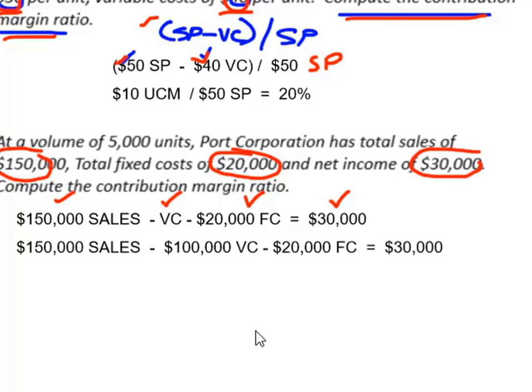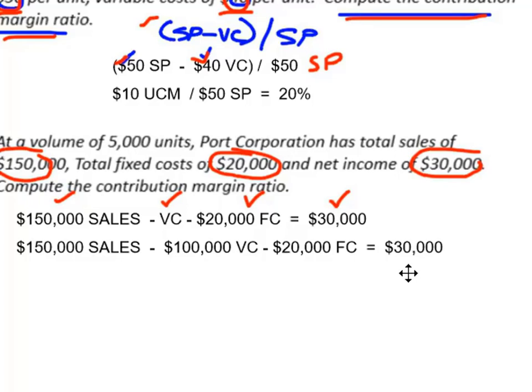And obviously it's very simple algebra. I take my $150,000 of sales minus my fixed cost minus my net income. So the variable cost must have been $100,000. So when I do this and I check the formula, 150,000 minus 100,000 minus 20,000 does equal $30,000 net profit. So now I've completed the entire cost volume profit formula.